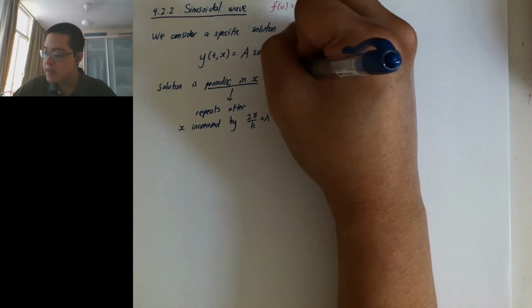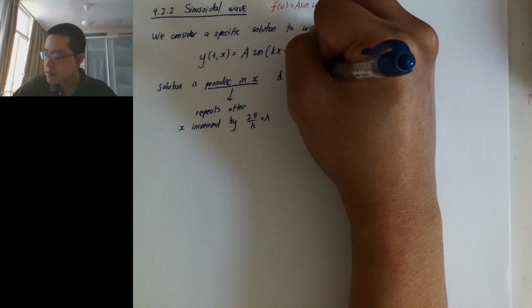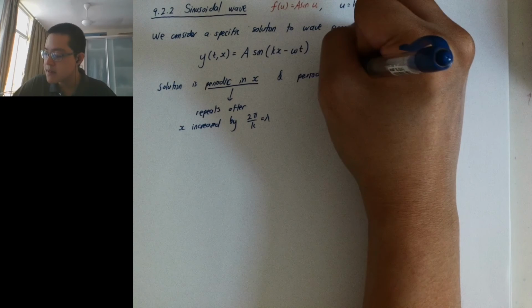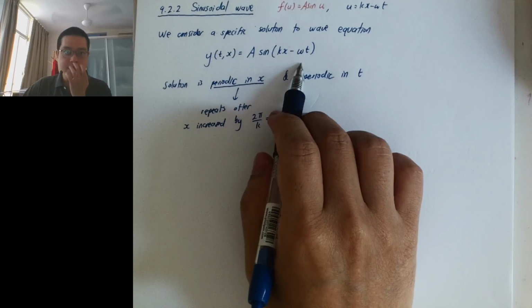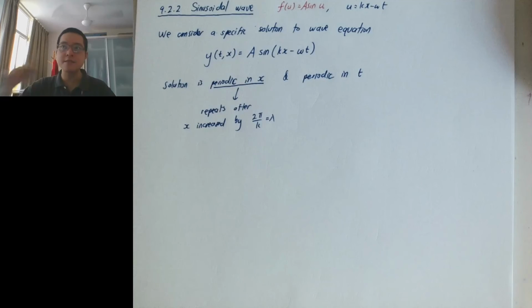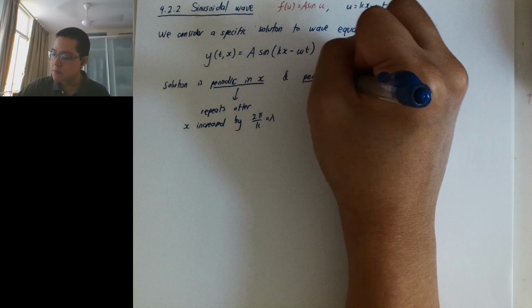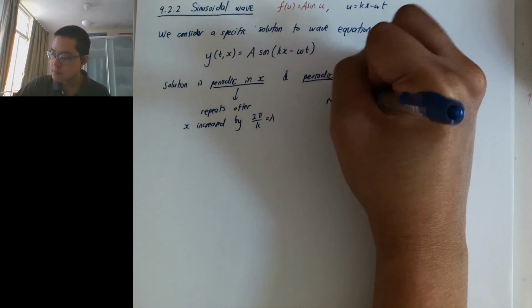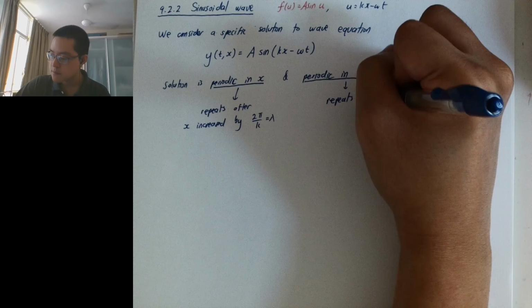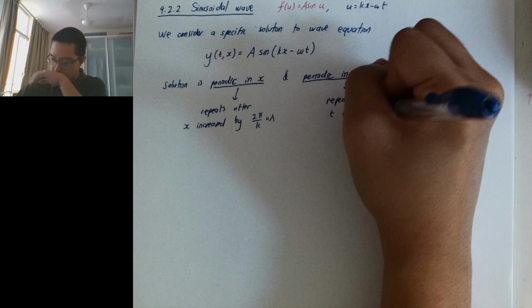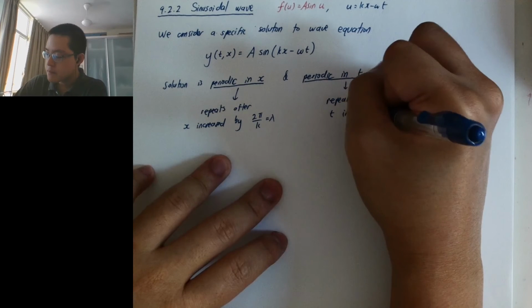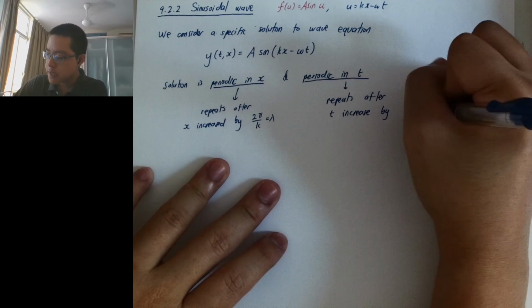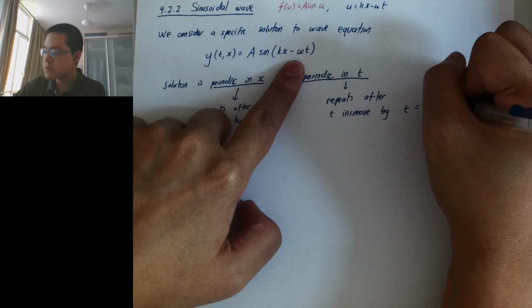And it is also periodic in time, because time is also inside the sine function. As time increases, it will also start repeating. So this will repeat when t increases by, well, this is omega, so it's 2 pi over omega.